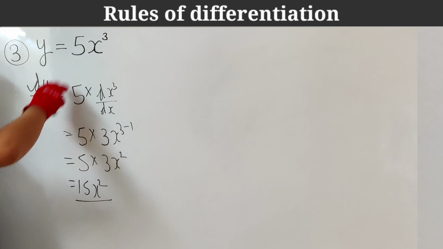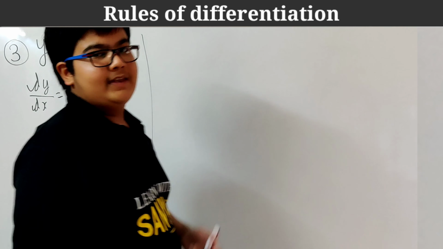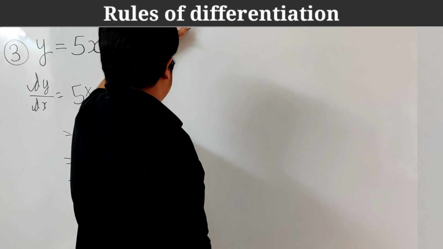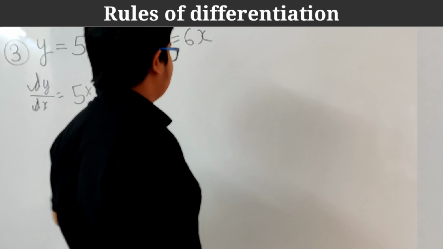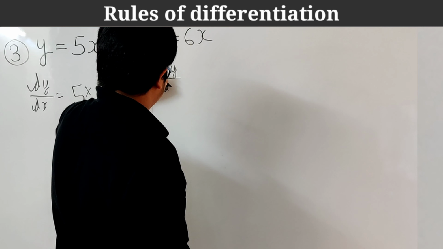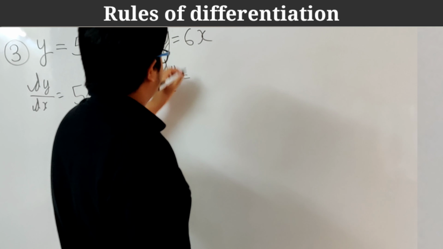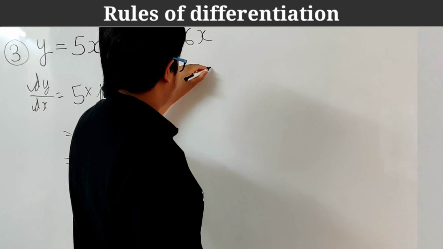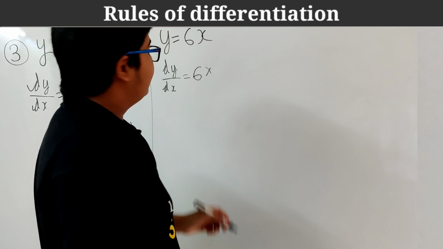Now we have another example. This time we are given y is equal to 6x. So again we will apply the same rule. So dy upon dx will become, we will not touch the constant, it will remain the same, 6 into, we will differentiate the x.